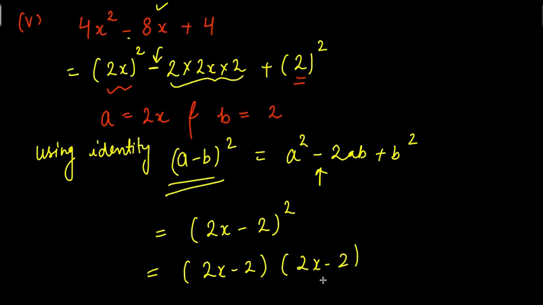So again I am repeating, it is important, learn to identify the question. Whenever it is a quadratic equation, apply the identity. If not possible, then make use of middle term splitting method, which I will be explaining to you further. Moving to the next part of the question, which is part 6. 121b square minus 88bc plus 16c square.